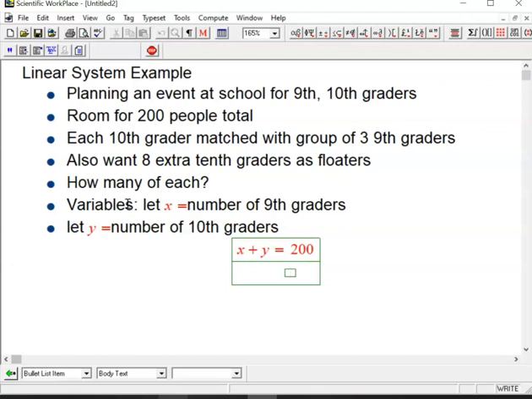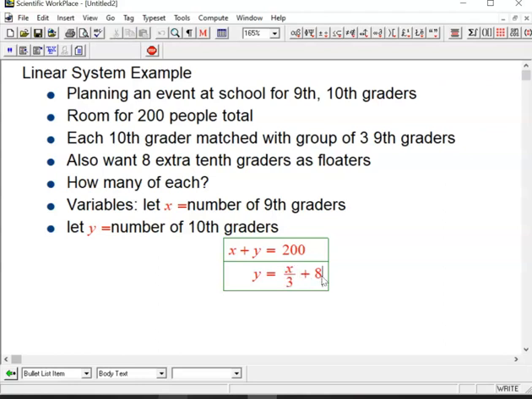Then the other one, you have to be a little careful. If I want to figure out how many 10th graders I need based on a number of 9th graders, one way to think about this is to imagine for a minute that you picked a number of 9th graders. You're not sure if it's going to work out, but how would you figure out how many 10th graders you need? Well, you take that number of 9th graders and divide by 3, because that's going to give you how many group leaders you need, and then plus the 8. You can figure out that second equation in various ways, but that's the number of 9th graders grouped into 3s, and then the extra floaters.